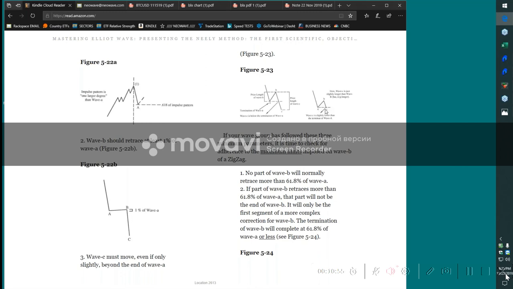Especially the weaker the B wave is, the more mandatory it becomes that the C wave has to make a new low for any pattern. But in a zigzag, it does have to make a new low. In a flat, it may not if the B wave goes higher and higher.